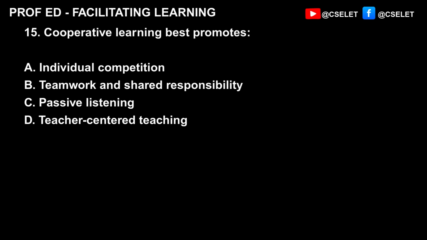Cooperative learning best promotes: A. Individual competition. B. Teamwork and shared responsibility. C. Passive listening. D. Teacher-centered teaching.